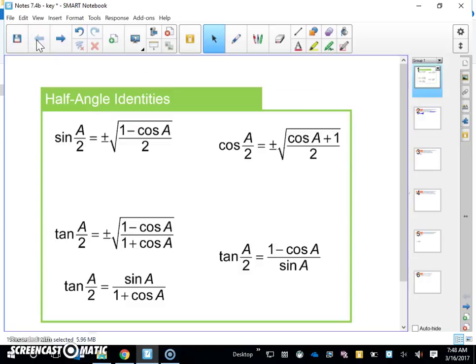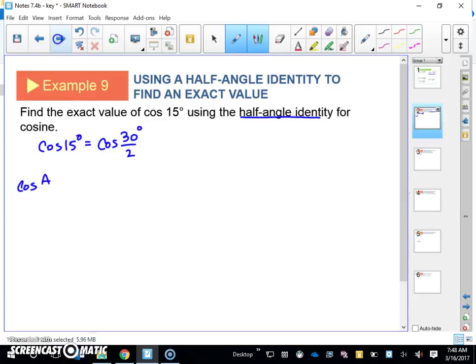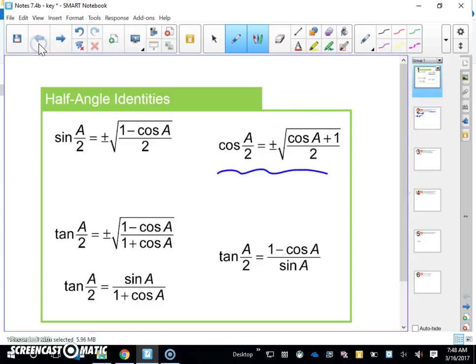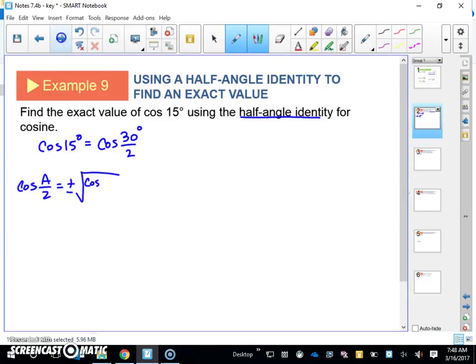So look for the cosine half angle identity, and it's this one right here. So cosine A over 2 equals plus or minus square root of cosine A plus 1 over 2. So that's kind of our formula we're using. And a couple of things. Notice that A in this example would be 30. A would be 30, not 15.